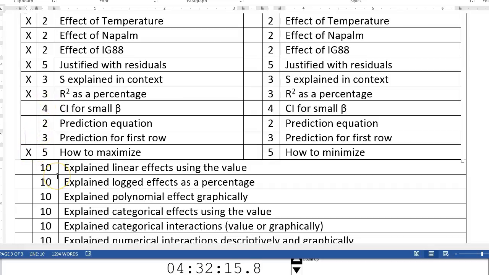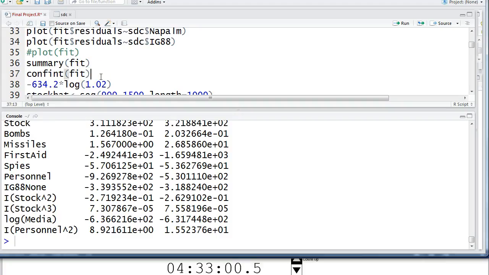Well, I did talk about how to maximize, but doing the prediction and the confidence interval for one of the betas, yeah, I kind of didn't do those. So I'm going to use the conf_int command to get that confidence interval. It looks like this cubic term.